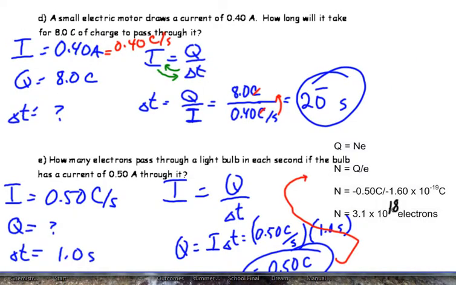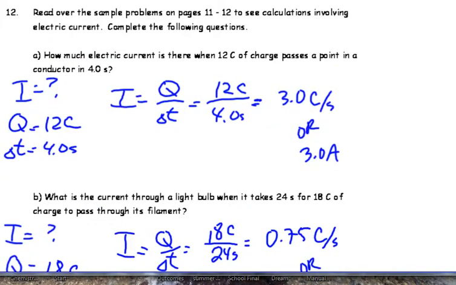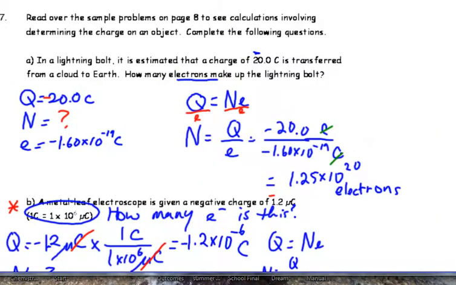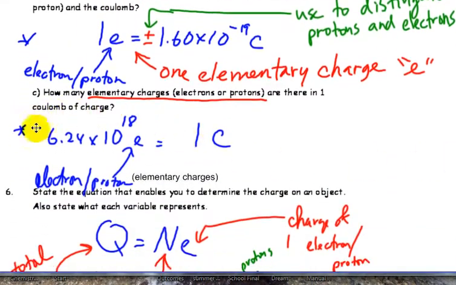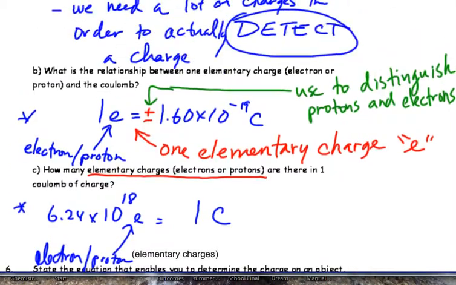Okay, so the big idea here is that to measure the charge of an object, we have to get a bundle of charges to make it measurable. And again, it's a huge amount. We take 6.24 times 10 to the 18 electrons or protons to represent something, and that bundle of charge is called a coulomb.